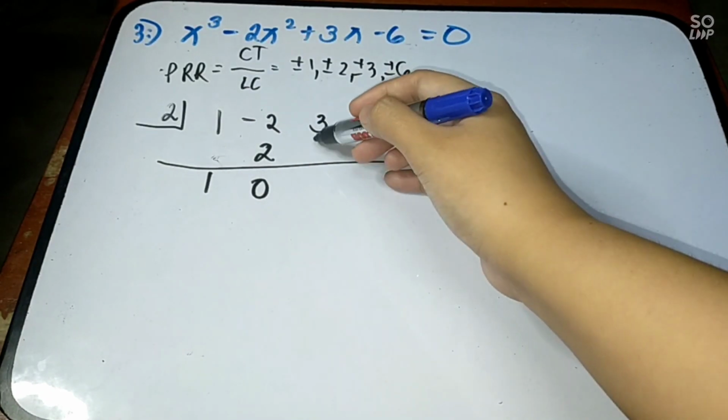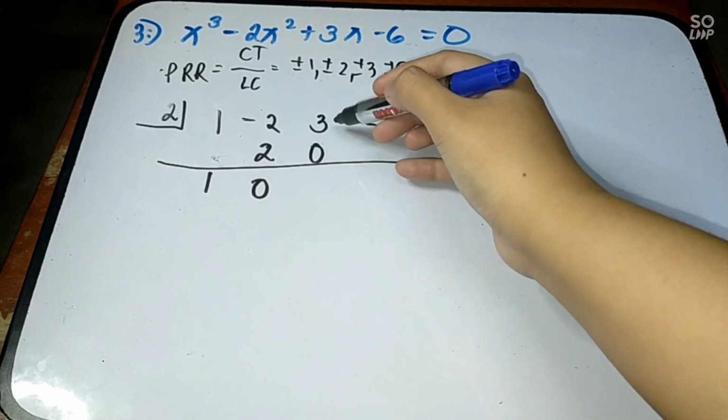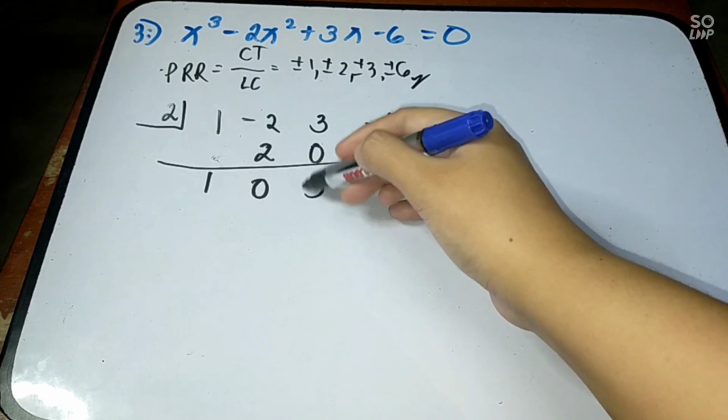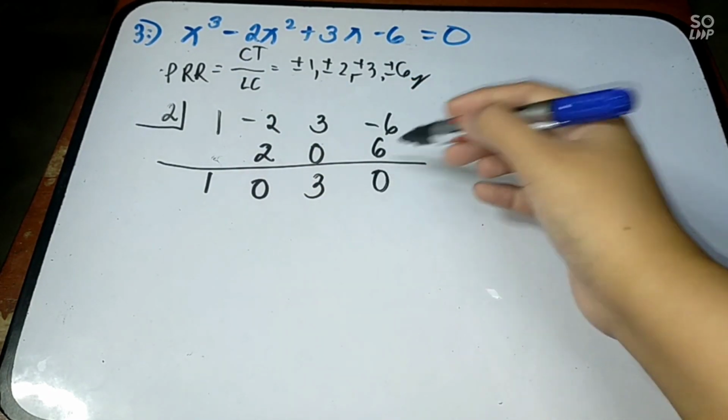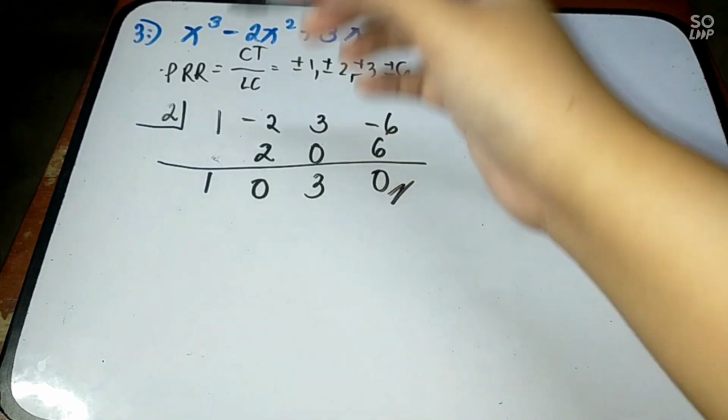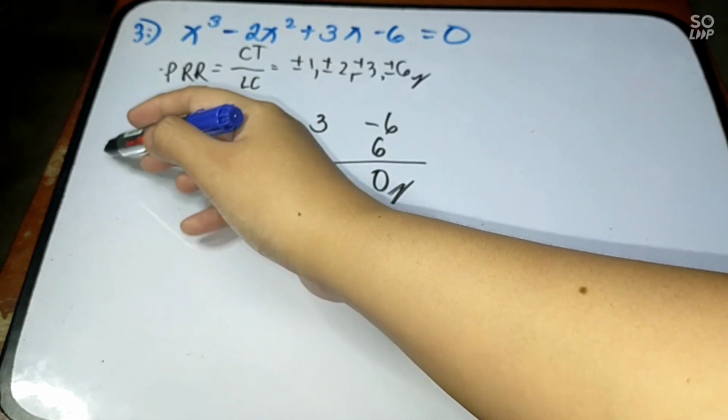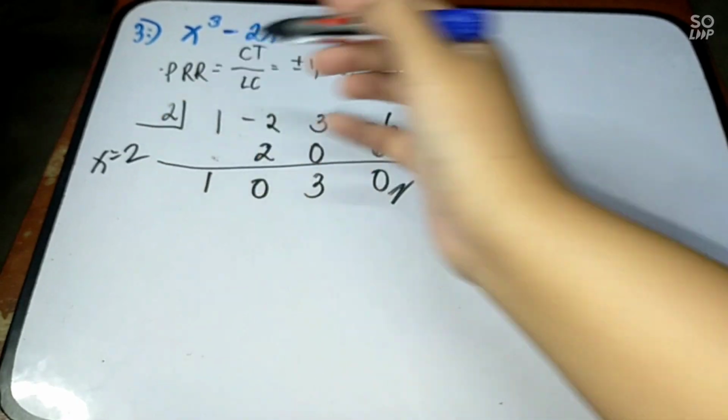0 times 2, the answer is 0. 3 plus 0, the answer is 3. 3 times 2, the answer is 6. Then negative 6 plus 6, the answer is 0. So, we have now your correct root, which is x is equal to 2.